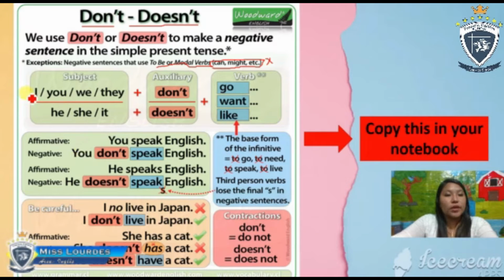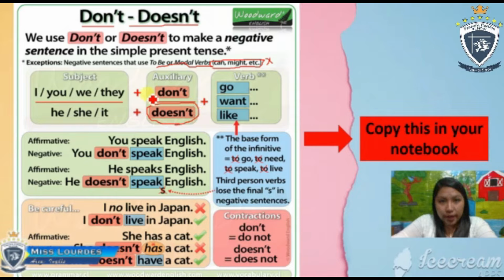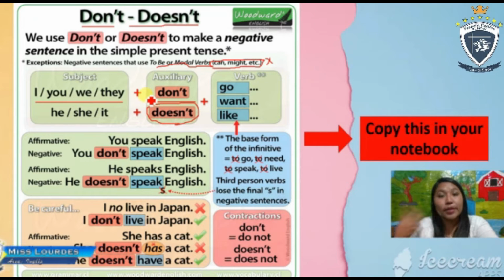Like I told you, I, you, we, they trabajarán con el auxiliary don't, ¿ok? I don't go, I don't want, or I don't like. He, she, it van a trabajar con el doesn't, ¿ok? Doesn't, recuerda, he, she, and it van a trabajar con el doesn't. Eso no lo olvides, ¿ok?